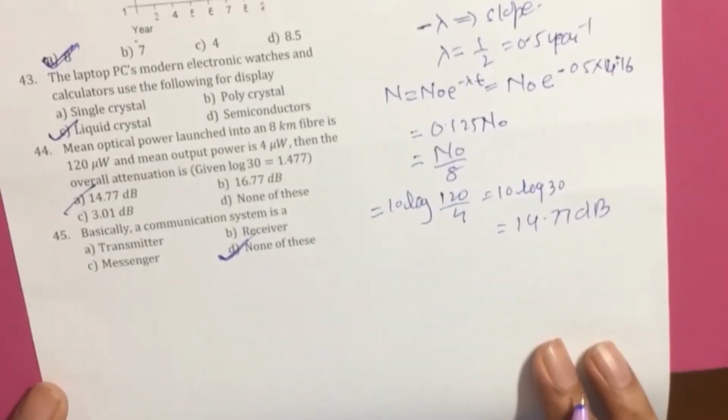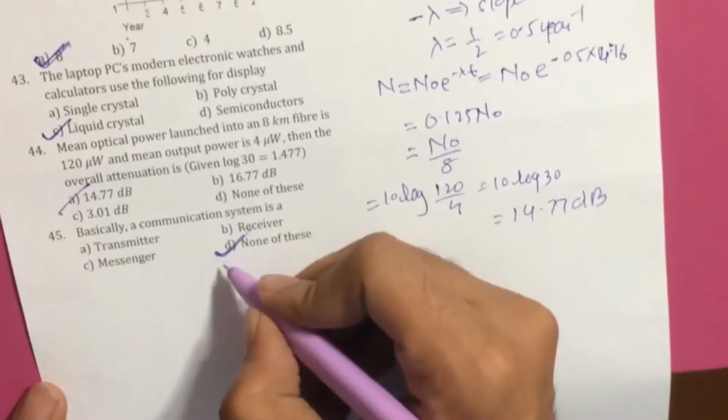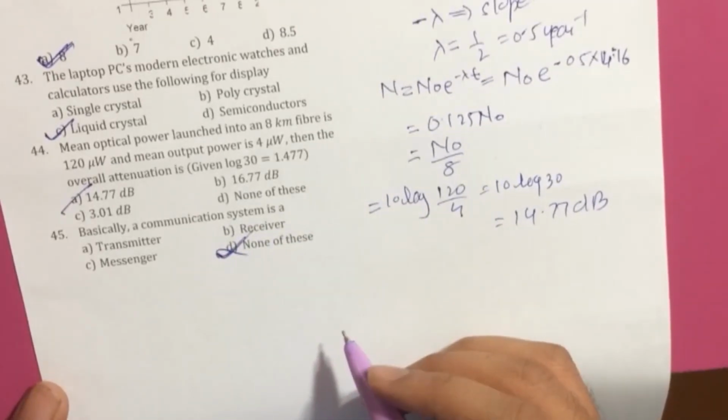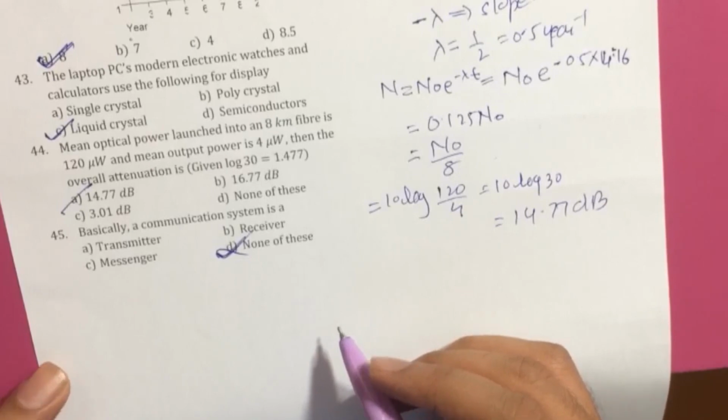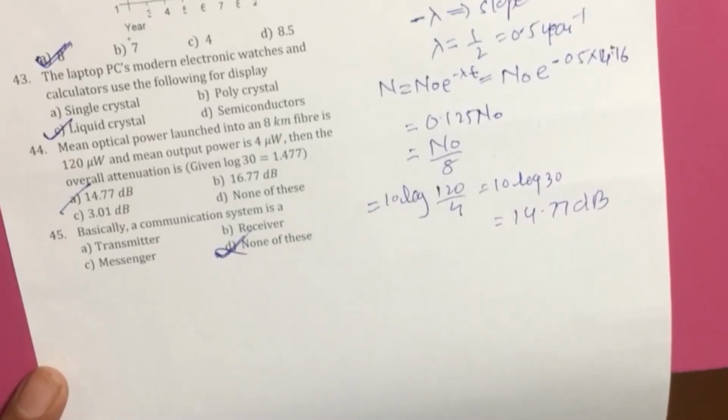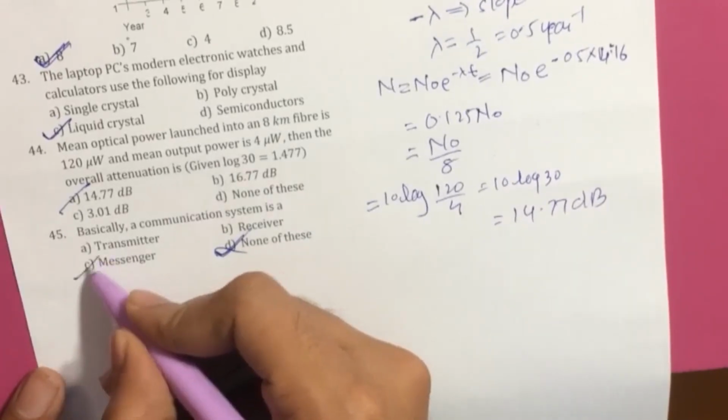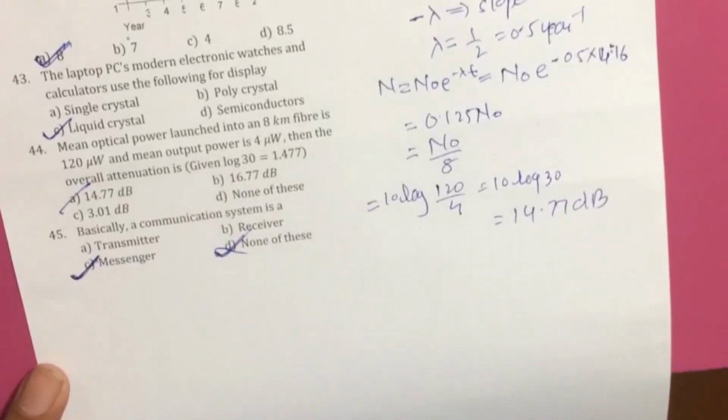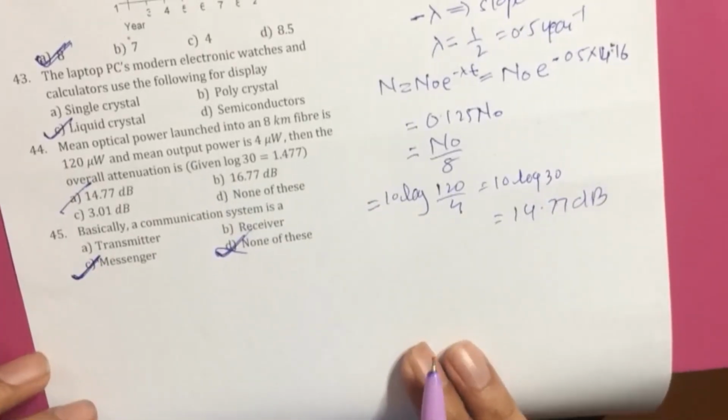Question 45. Basically, a communication system is a transmitter, a receiver, messenger, or none of these. So, communication system basically acts like a messenger, which includes a transmitter and a receiver. So, your correct answer will be option C, messenger.